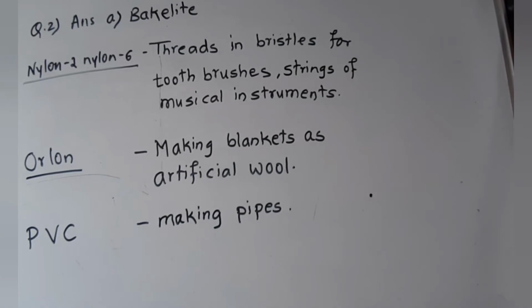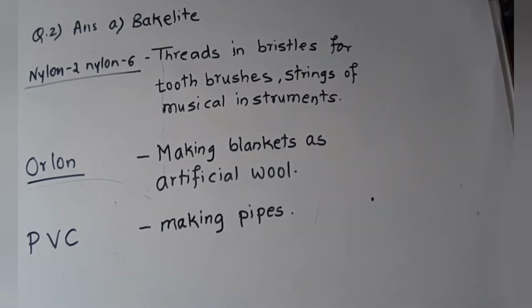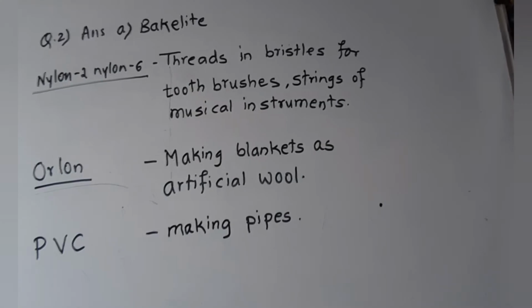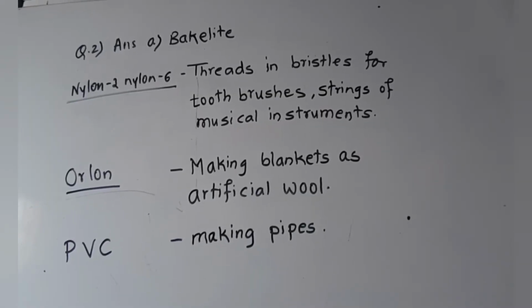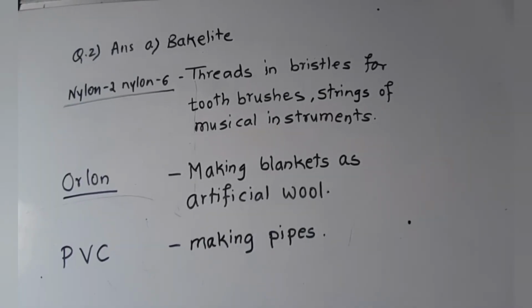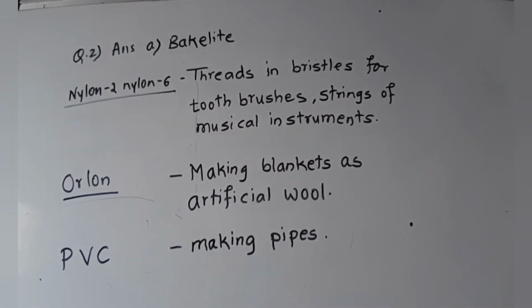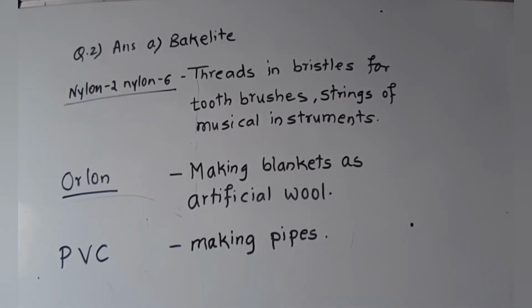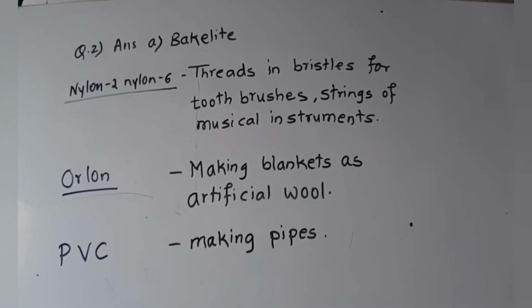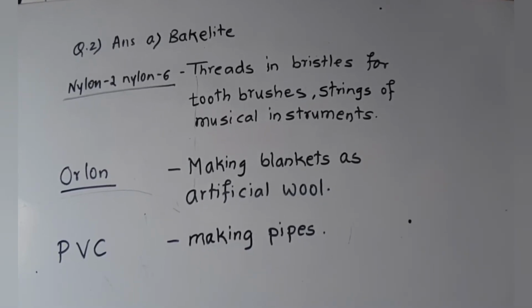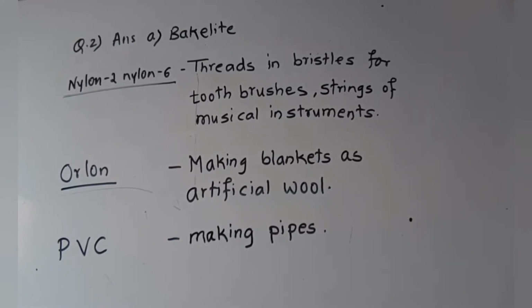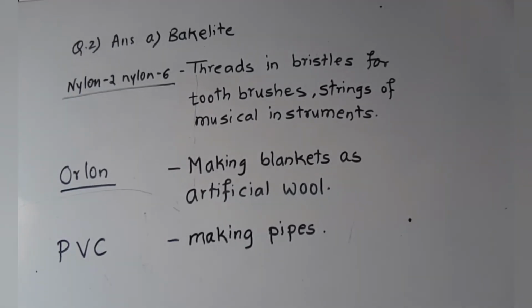Question number 2. The polymer used in making handles of cookers and frying pans is, 4 options are given. Now for question number 2, correct option is option A, bakelite. Nylon 2, nylon 6 is used for making threads in bristles for toothbrushes, strings of musical instruments. Next option, that is Orlon, it is used in making blankets as artificial wool, and PVC is used for making pipes.